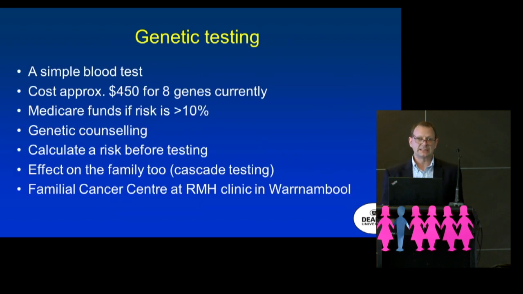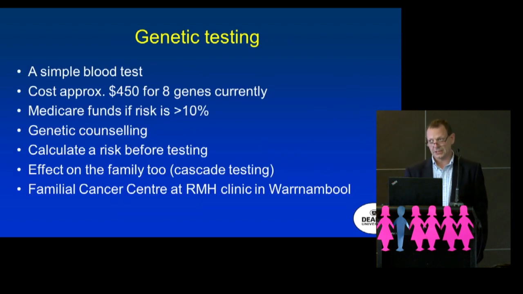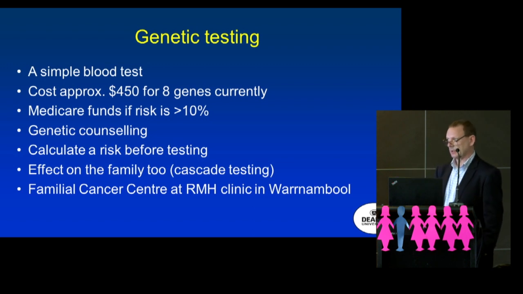Okay. So genetic testing is a simple blood test. The cost at the moment is about $450 for that 8-gene panel. When I started doing a genetics clinic at Peter Mac in 2010, it cost just under $3,000 to test for 2 genes. And the waiting time for the results was somewhere between 6 months and 12 months, depending on how you caught them. Nowadays, the turnaround time is somewhere between 8 and 12 weeks, depending on who's going on holidays.